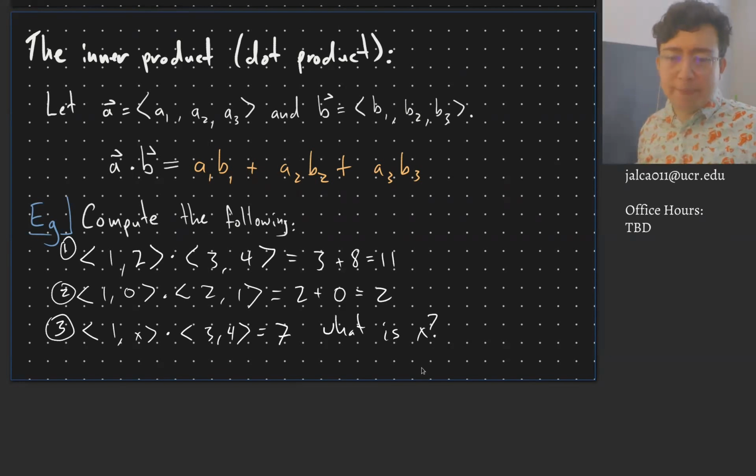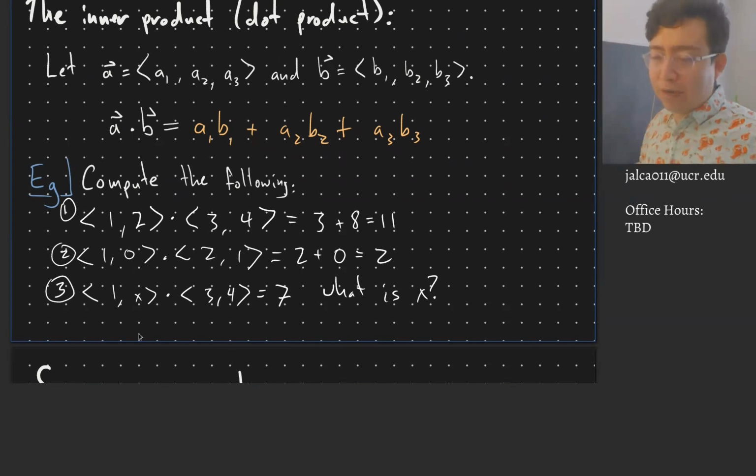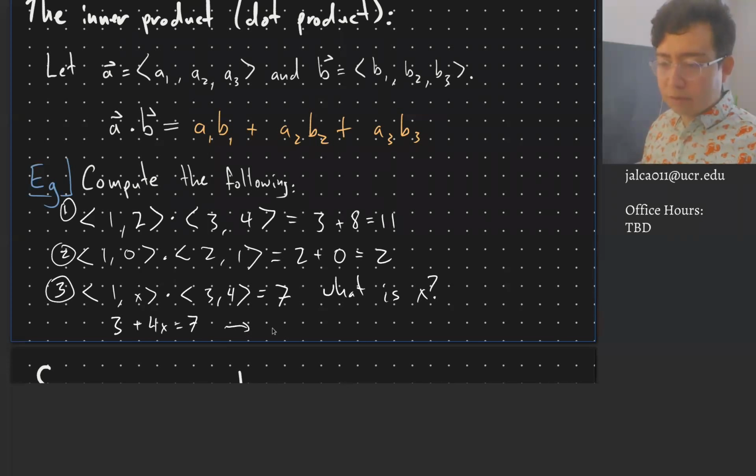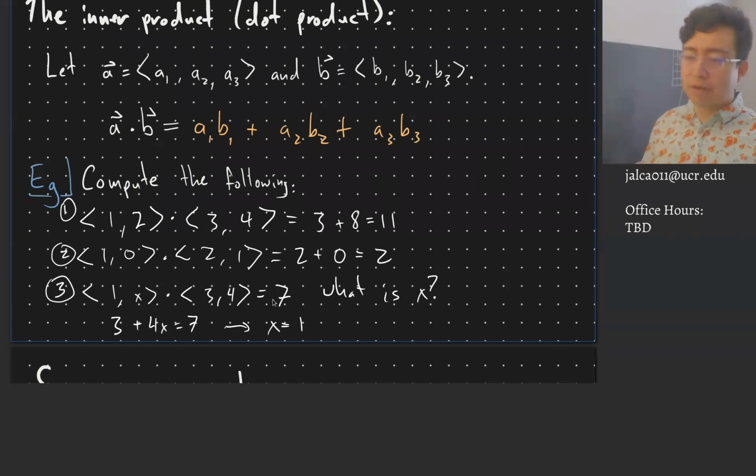Okay. And in this case, we'd just kind of work, or not backwards, but we'd spell this out. So we'd get 3 plus 4x equals 7. And now we can just solve for x. Okay? x has to equal 1. Right? So what that is, I just did the dot product. So 1 times 3 is 3, x times 4 is 4x, and then the 7 was already given.